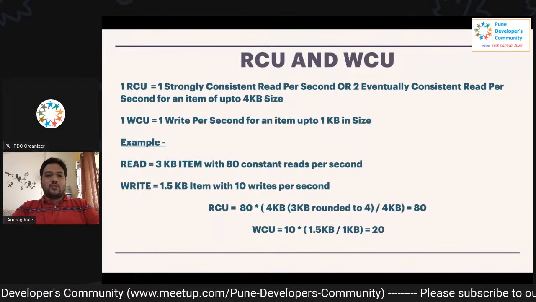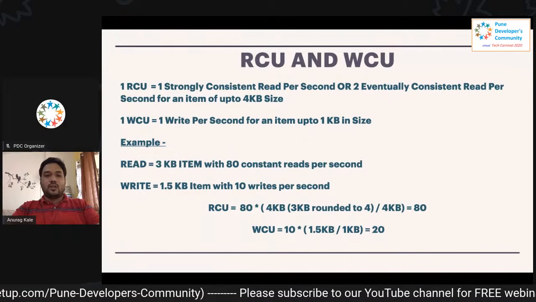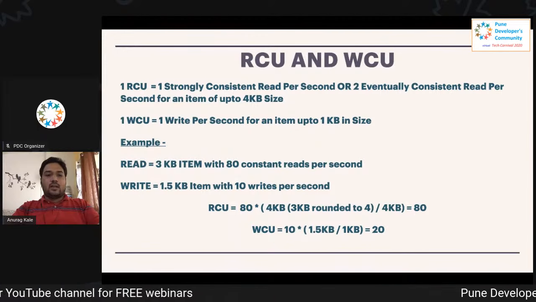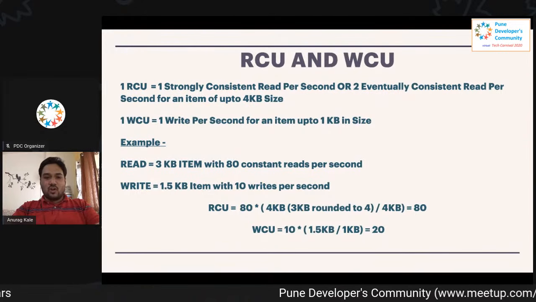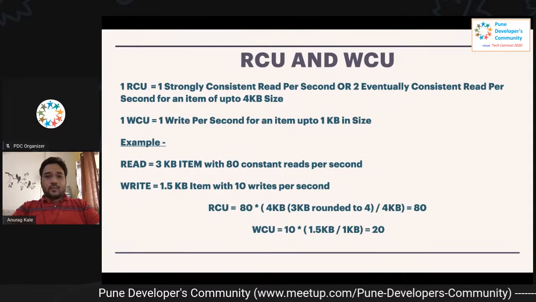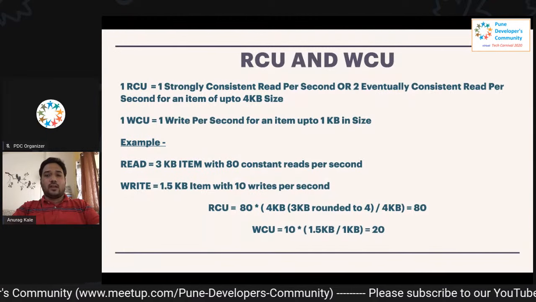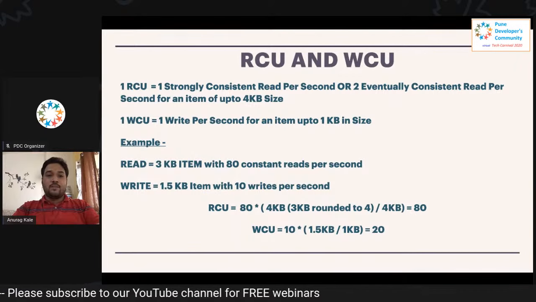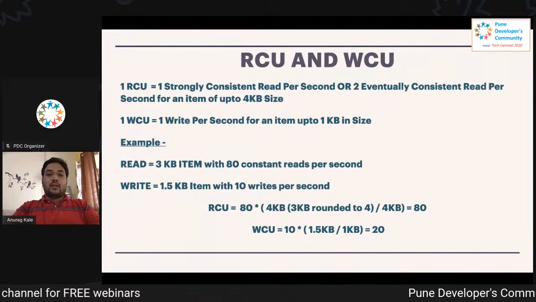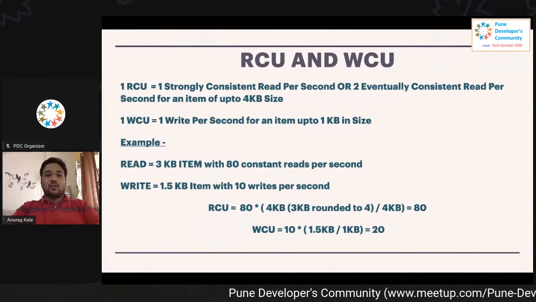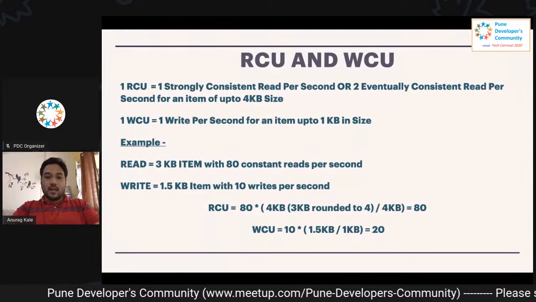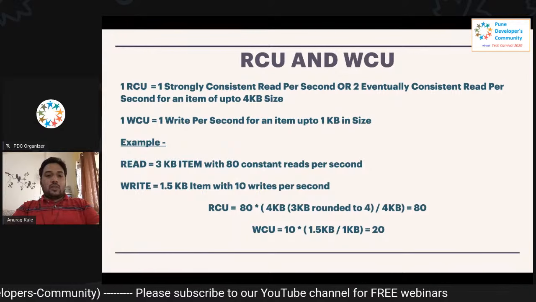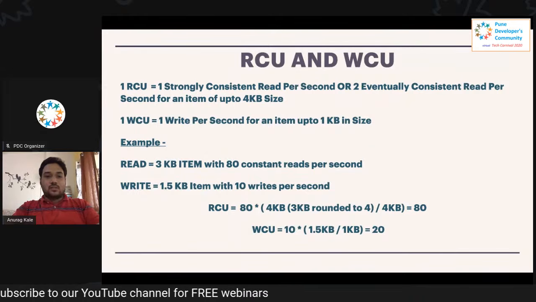An RCU is a unit which helps you determine how many reads you require out of DynamoDB. If you are making one strongly consistent read per second, or two eventually consistent reads per second, of total size 4 KB, that is 1 RCU. Similarly, when you are writing data, let's say you are making one write per second for an item up to 1 KB in size, that is called one write capacity unit. You will understand what an item is in the next examples.